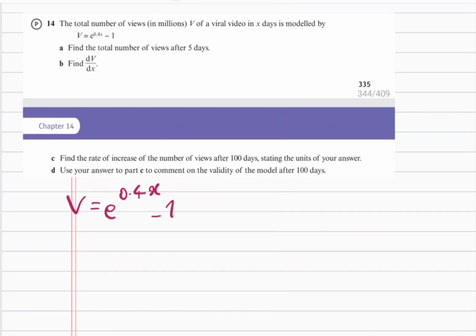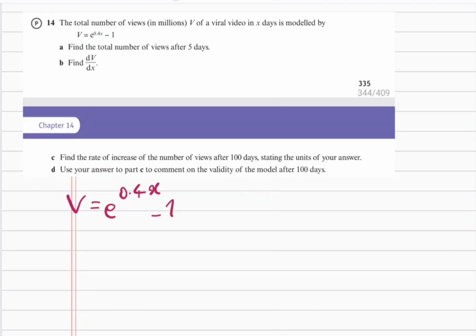Hi everyone, this video is on mixed exercise 14, question 14, and we have the total number of views of a viral video in X days is modeled by this equation. So V is basically the number of views and X is the number of days. In part A, we want to find the total number of views after 5 days.